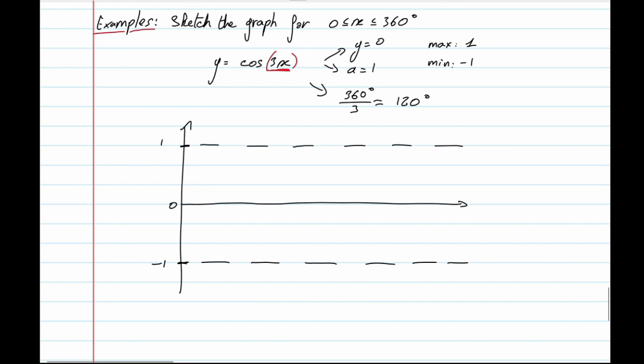When we graph cosine, usually we do the points 0, 90, 180, 270, and 360. In that case, we need to divide all of these by 3. So 0 divided by 3 is also 0. 90 divided by 3 is 30 degrees. 180 divided by 3 is 60. We have 90 degrees and 120. So instead of putting on our axis 0, 90, 180, and so on, I will put 0, 30, 60, 90, and 120.